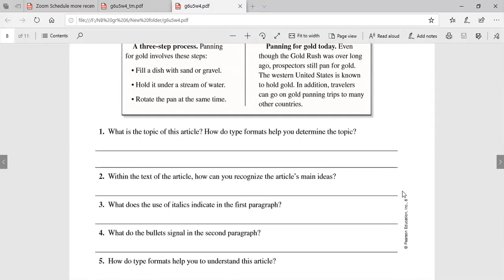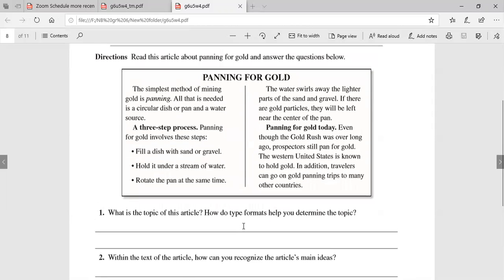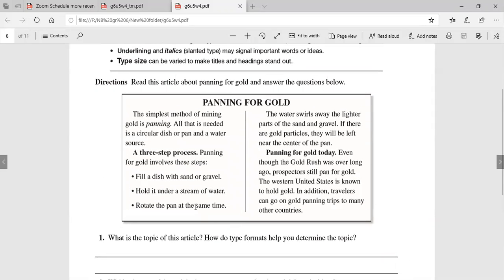Number 3. What does the use of italics indicate in the first paragraph? Italics. In the first paragraph, first of all, let's look for the italic. You can see it, it's the slanted one. It's different from the way other words are written. So, what does it indicate? The italic indicates that this word is an important term in the passage, in the paragraph. Very important.